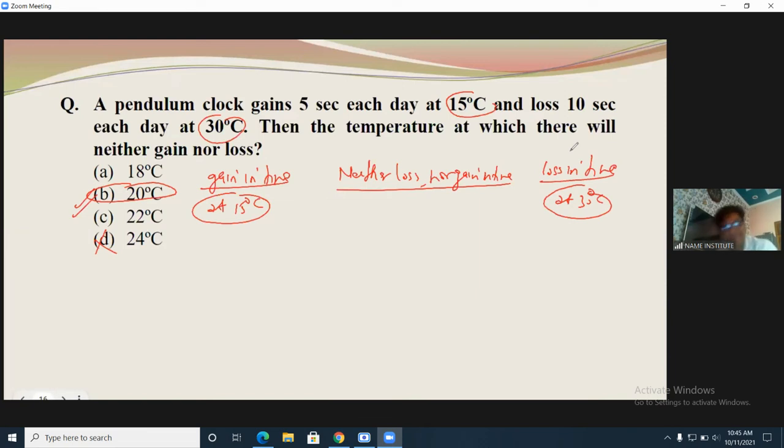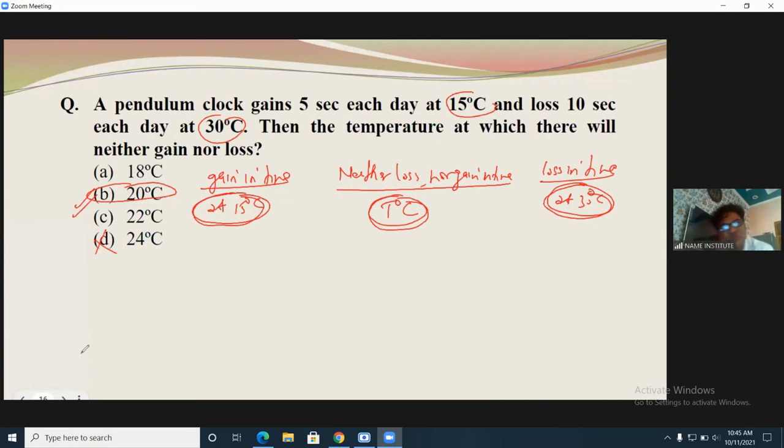So there will be one temperature lying between 15 and 30 at which there will be neither loss nor gain in time. And that temperature we can take to be T degrees Celsius. So this T is the temperature at which there will be neither loss nor gain in time. It should be clear in class. This T is greater than 15 and T will be less than 30.